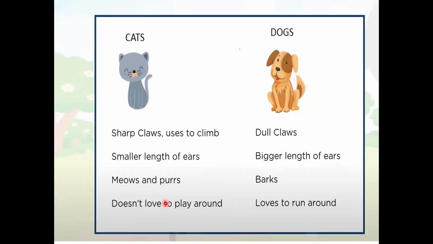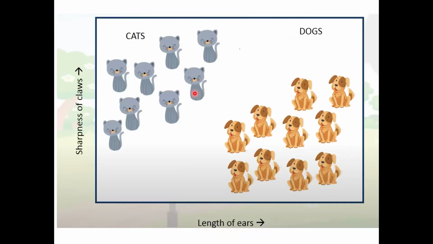As we stated, cats are going to have sharp claws and dogs are going to have dull claws. Based on this and the length of ears of cats and dogs, we are going to plot it on an XY graph. As the sharpness increases, cats are going to come into that cluster, and as sharpness decreases, dogs are going to come into that cluster, right? Length of ears of dog should be higher, and sharpness of claws is going to be higher. In this manner, we are going to differentiate and plot the data points on an XY axis.